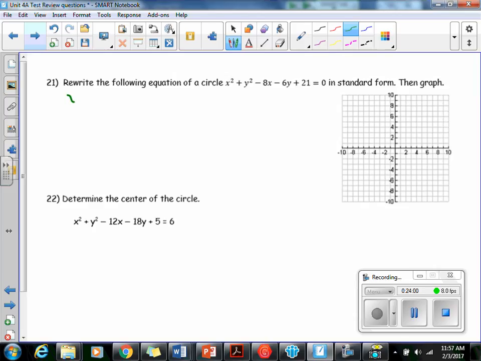All right, x squared plus y squared minus 8x minus 6y plus 21 equals 0. So I need to rewrite that so that it's in standard form, and this you definitely need to know for your test on Monday. The first step, look at the paper over here on the other side of my smartboard. What does step 1 tell you you should be doing?